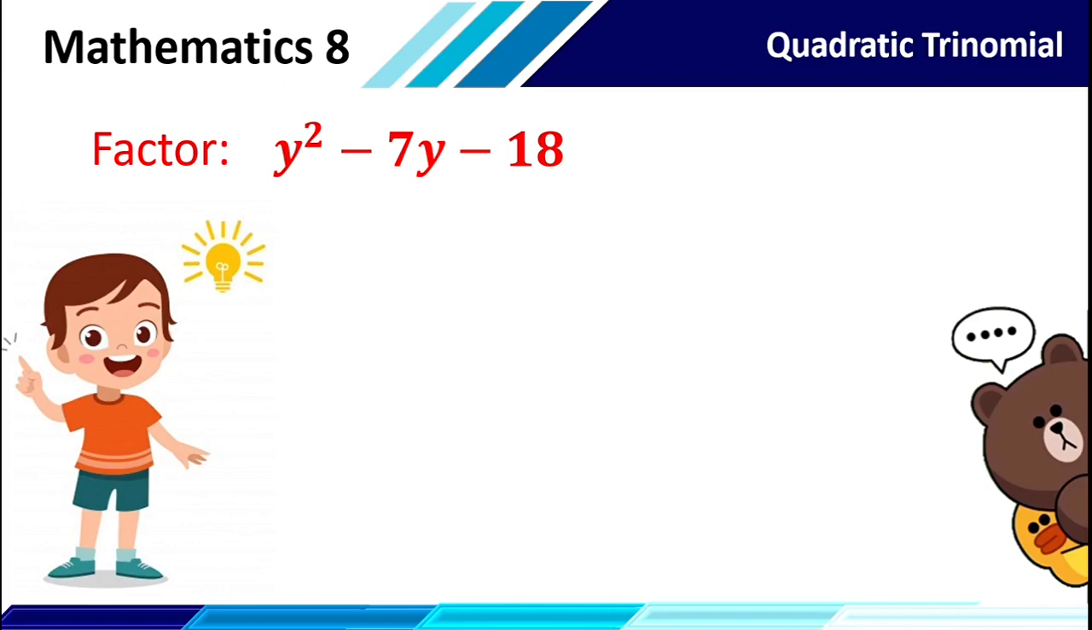For our fourth example, we have y squared minus 7y minus 18. Our first step is to check whether there is a common monomial factor or if this polynomial is under perfect square trinomial. We see that this is not under PST and we do not have a common monomial factor. Therefore, we will proceed on listing down all the factors of negative 18. And we see that our constant term is negative, therefore, we will list down all the factors with opposite signs.